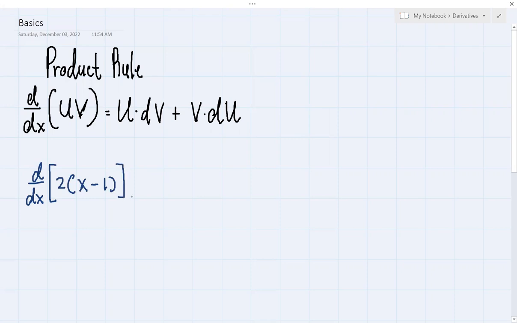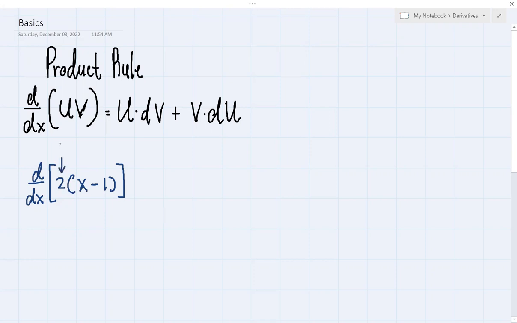Ito, di ba ang ginawa natin is we use sum and difference, and expand natin ito by distributing 2 to this expression na nakaparenthesis, di ba? Pero why not let's use product rule? Try natin gamitin ang product rule ito. Pwede kaya? The answer is yes, pwede naman.